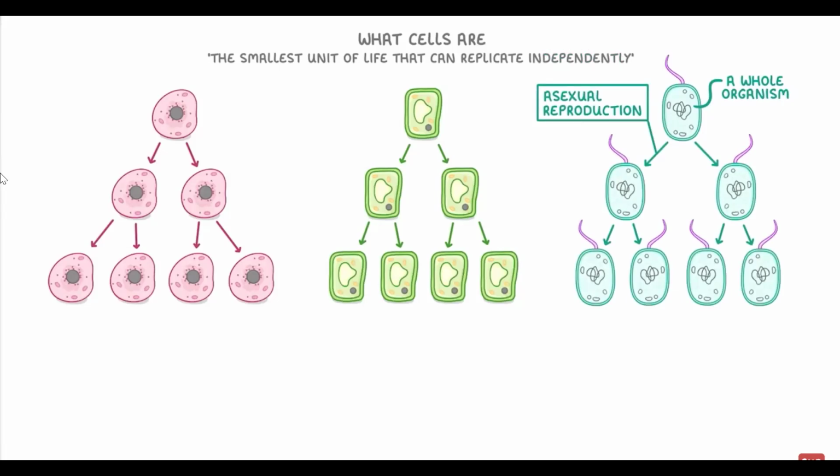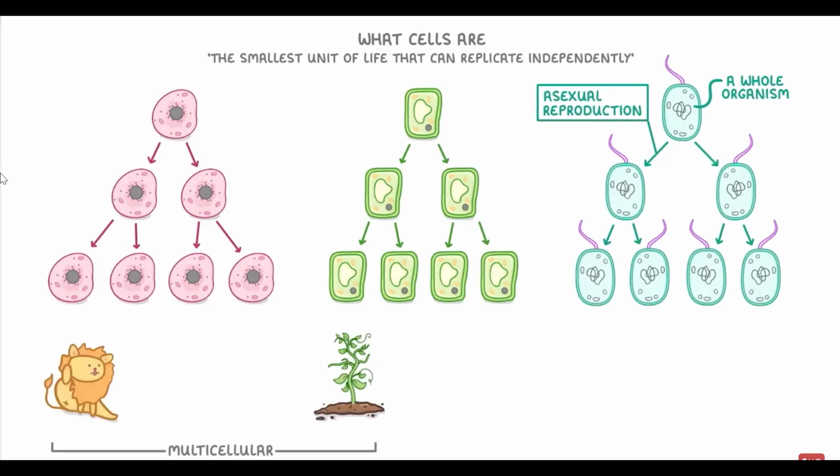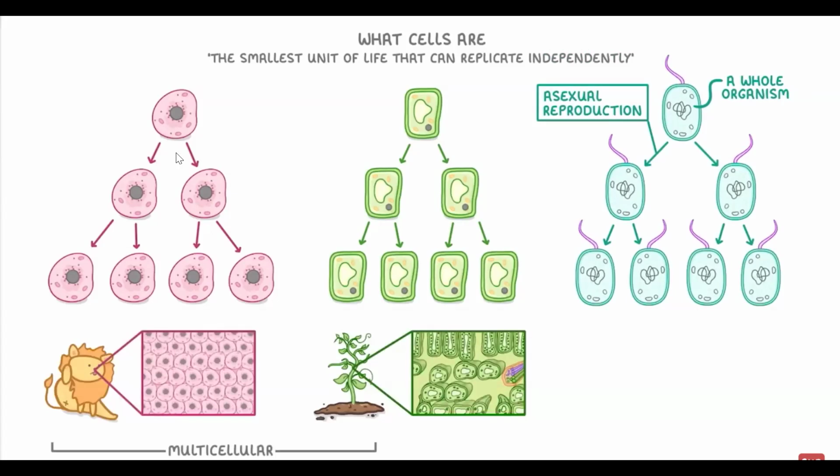Animals and plants though are multicellular, which means that they contain loads of cells. And so when their cells divide like this, they're normally just growing or replacing dead cells. They're not normally making whole new organisms.